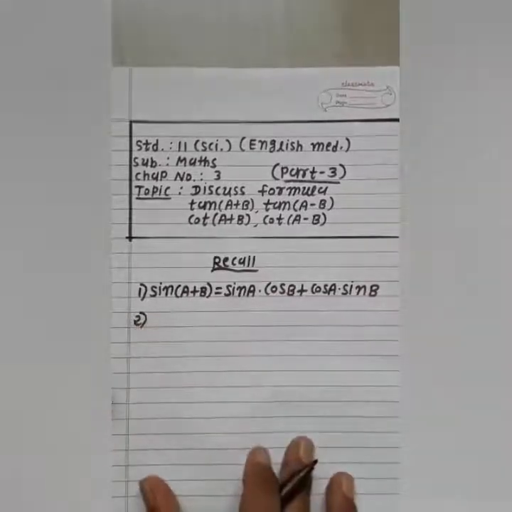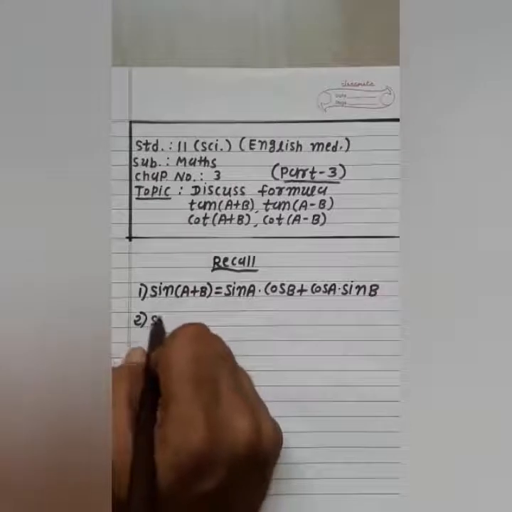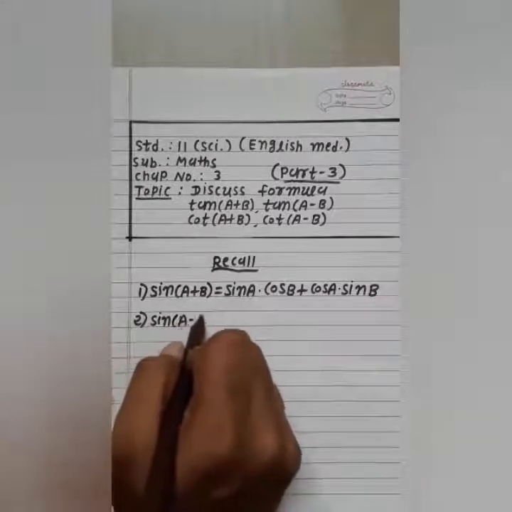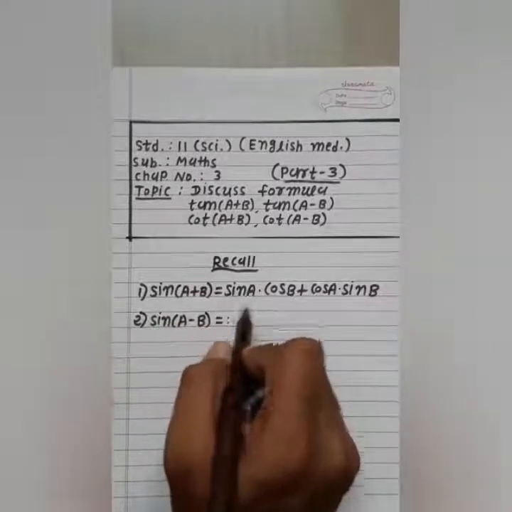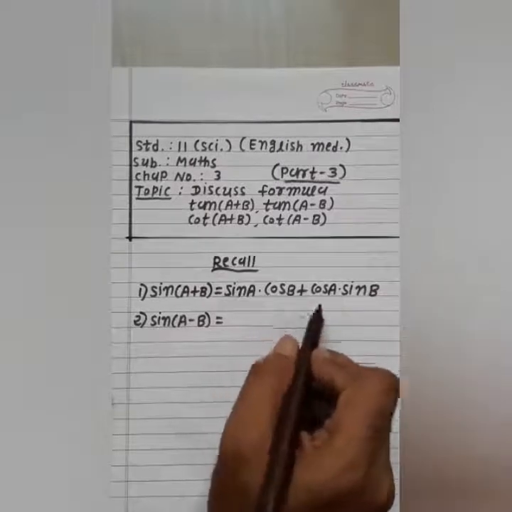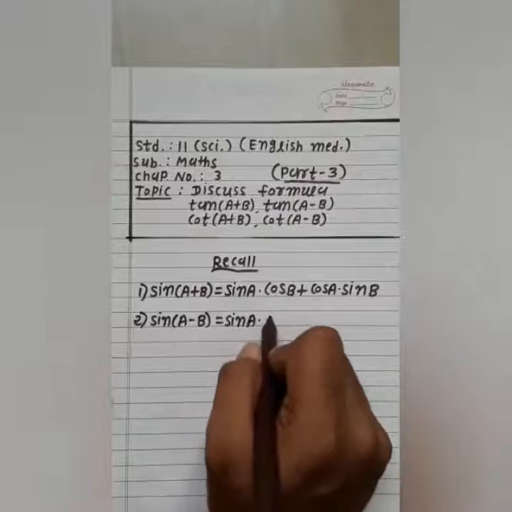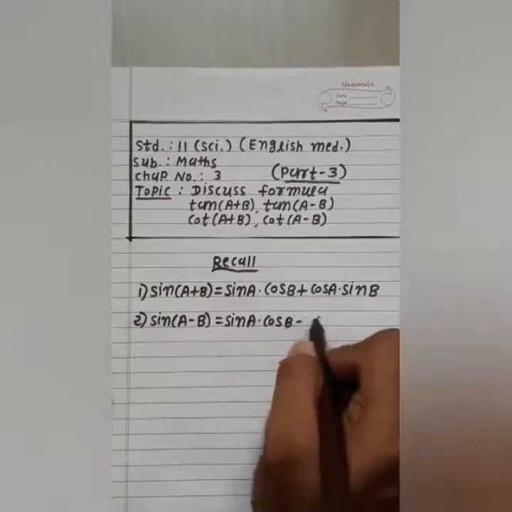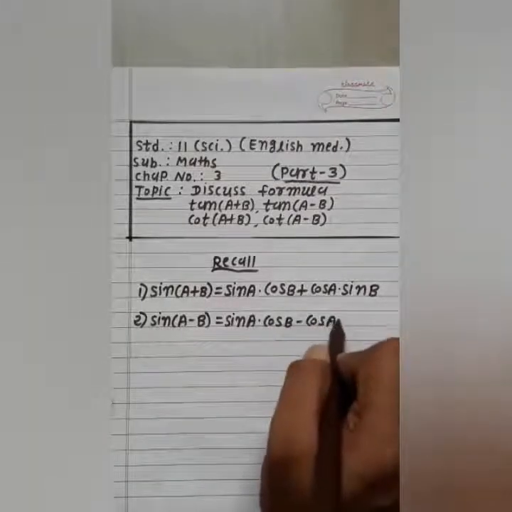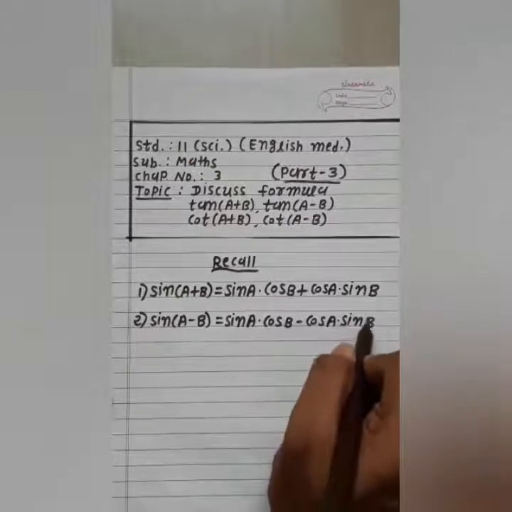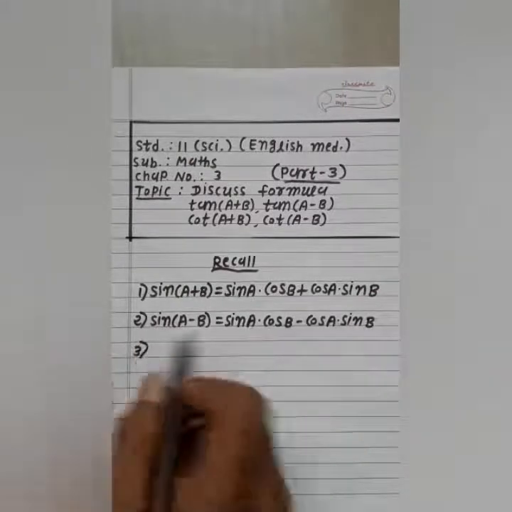Second one, sin(a-b) is equal to the same formula, but in between we write a minus sign. So sin a into cos b minus cos a into sin b.